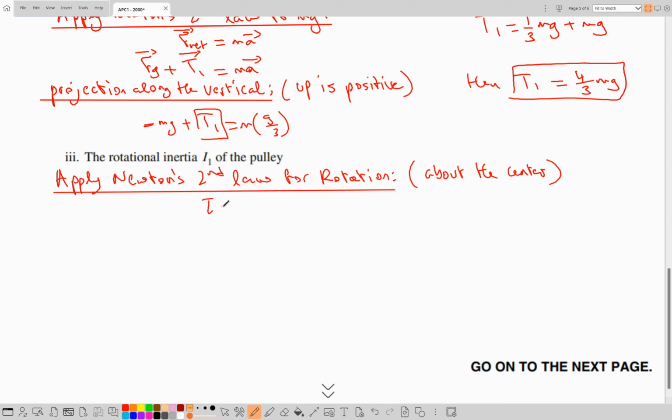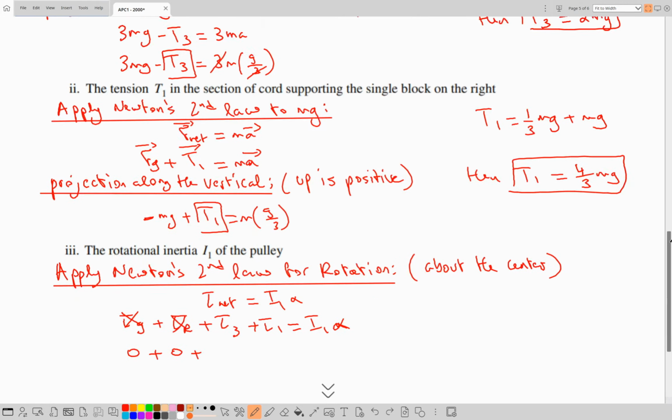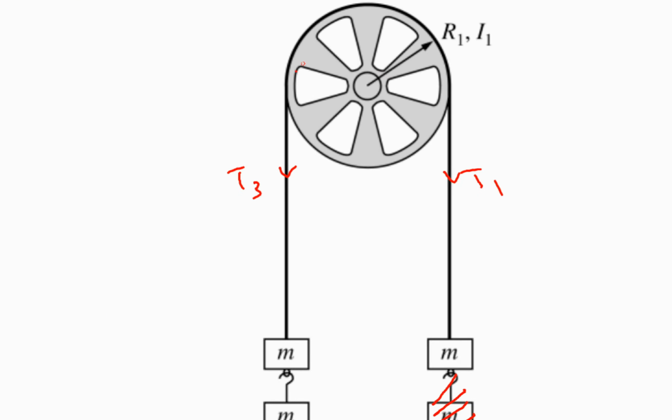And now what do we have? We have tau net equal to I1 multiplied by alpha. Now what are the different forces? We have the torque by gravity plus the torque at the axle plus the torque produced by the tension T3 minus the torque produced by the tension T1 is equal to I1 multiplied by alpha. And these two produce no torque, so that would be 0 plus 0. And notice that the tension T3 is producing torque tangentially, then the torque would be plus T3 multiplied by R1. And now what about T1? It's producing torque in the opposite direction, so that would be minus T1 multiplied by R1.